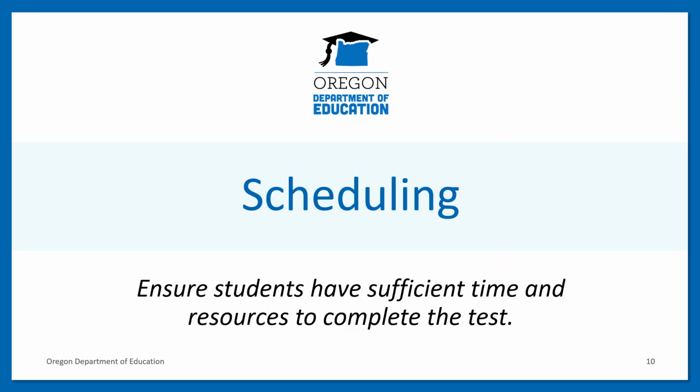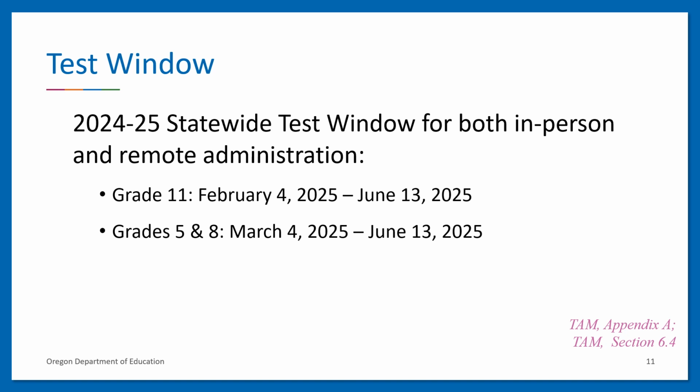Planning for test scheduling ensures students have sufficient time and resources to complete the test. The OSAS statewide test windows for the current academic year are listed on this slide. Each test opportunity is subject to a 20-day expiration period, which begins the moment the student first logs into the test. For more information on the test window, please see Appendix A of the Oregon Test Administration Manual. And for more information on pause rules and test expirations, please refer to Section 6.4.